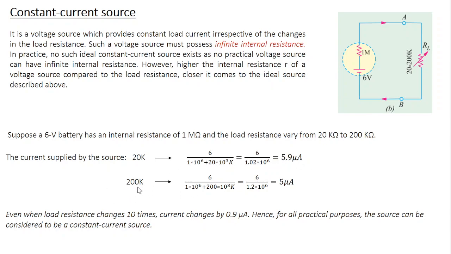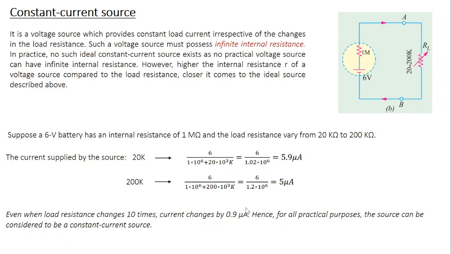Whereas in the case of 200 kilo ohm load resistance, the current through the circuit is 5 microampere. So if you look at the variation in the load resistance, it changed from 20k to 200k, almost 10 times the load resistance has changed. But what is the corresponding change in the current, from 5.9 microampere to 5 microampere?